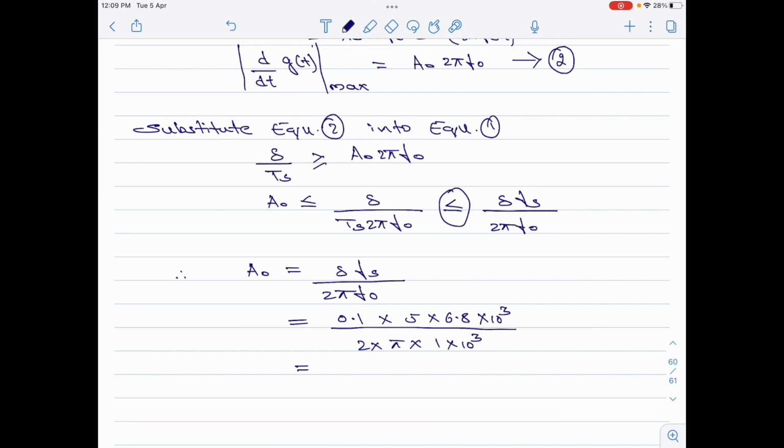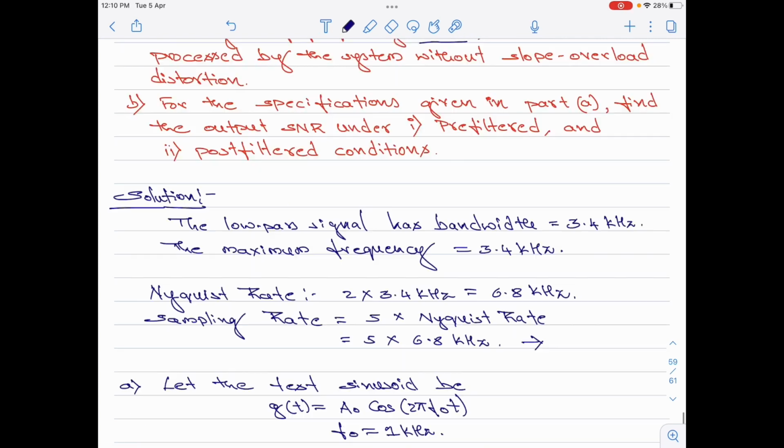The answer for this is 0.541 volts. This is the maximum value of the test sinusoid amplitude under the condition of no slope overload distortion. Right, that completes part A of the question. Let us now move on to part B.